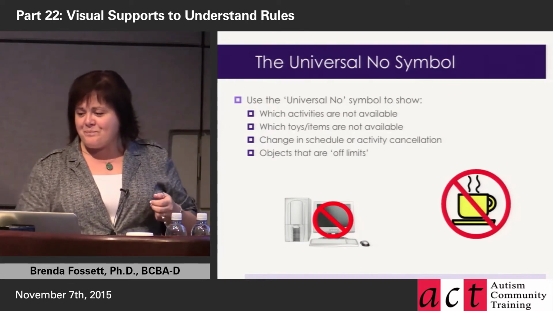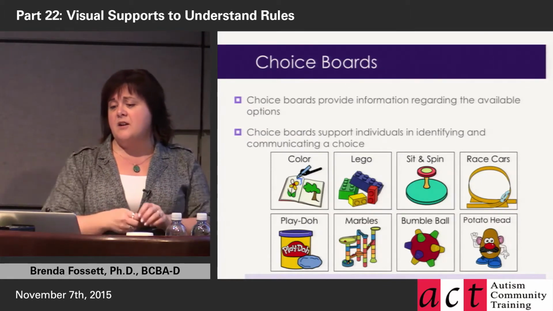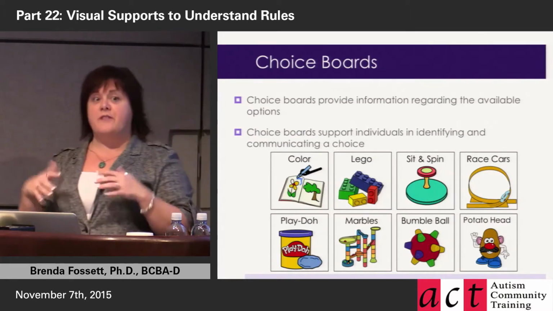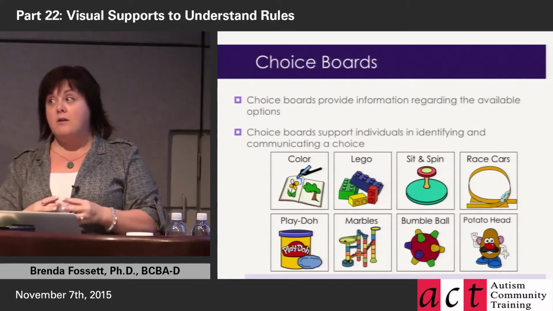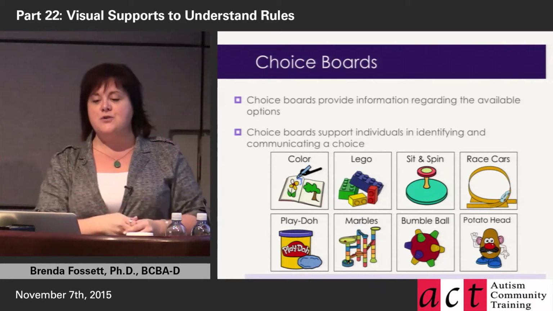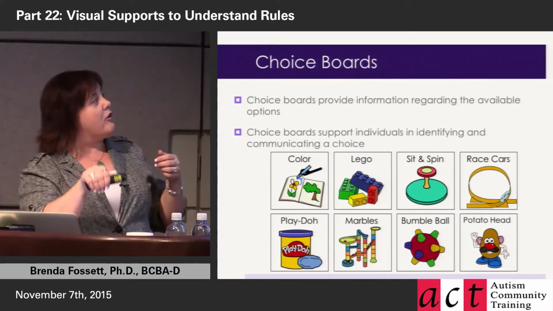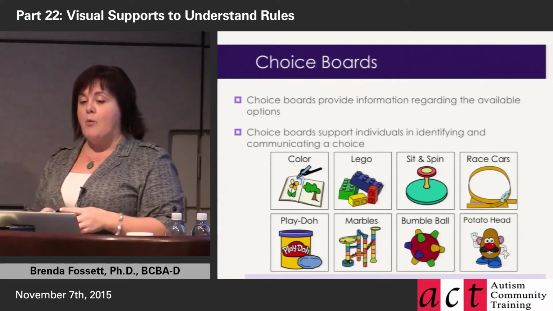Okay. The other thing you can look at are choice boards. Right? Choice boards provide information about the things I can select right now. Right? No, I can't choose anything in the world, but I can choose from this set of things. So free time, for example, here are a bunch of things that I can choose to play with. Right?